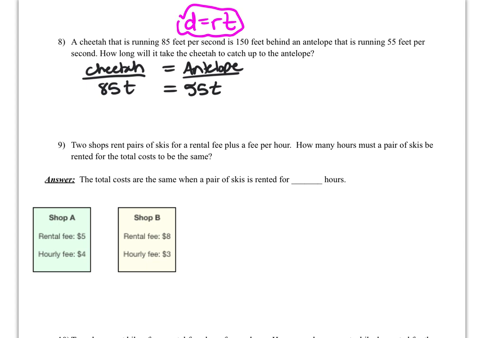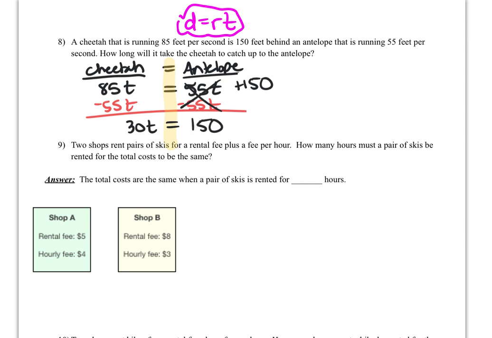The cheetah's behind stalking the antelope. The antelope's ahead of it, okay? If the antelope has an extra 150 feet in its distance, what would we do? Plus 150. Good. Awesome. Let's solve it. Get our t's on one side. So I'm going to subtract 55t. Subtract 55t. Keeping the equal signs lined up. What's 85 minus 55? 30t. Good. Equals 55t minus 55t is now 0t plus the 150. Last thing to do? Divide.